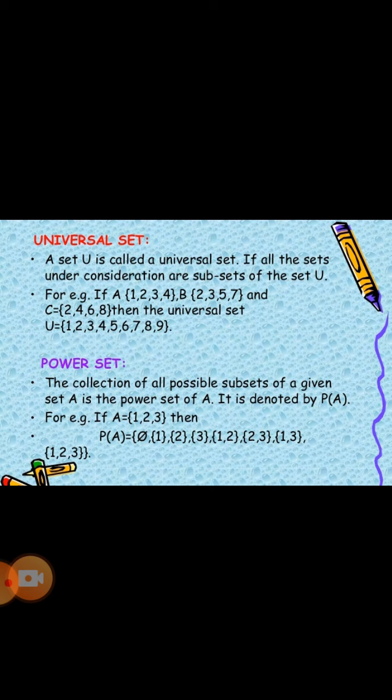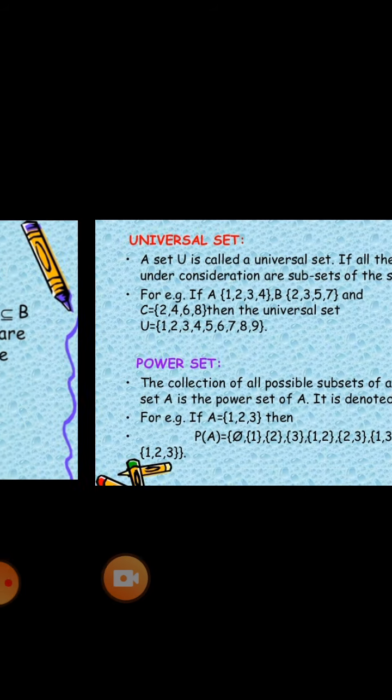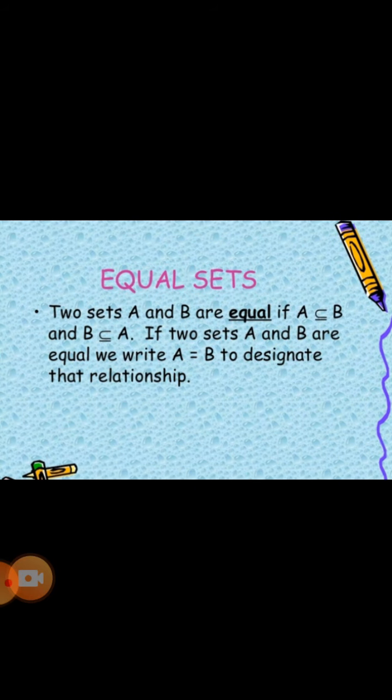For example, if we have a set A, set B and set C, then the universal set is equal to 1, 2, 3, 4, 5, 6, 7, 8 and 9, because in the universal set we include all the elements of the given sets. Next we discuss power set. The collection of all possible subsets of a given set A is the power set of A. It is denoted by, here we use a symbol for the representation of power set, and we have also an example of power set. Next we discuss equal set.